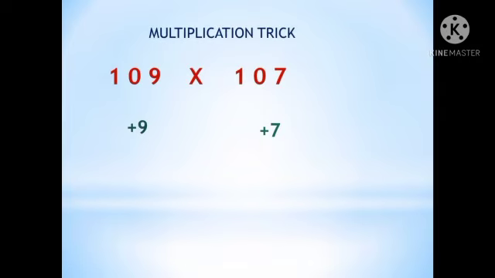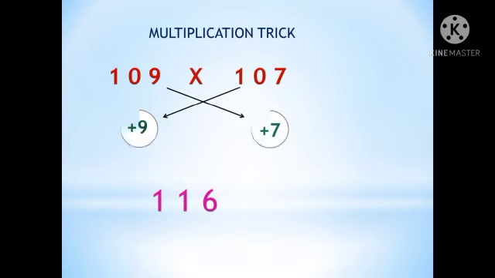Next, we are going to do cross addition. That is, we are going to add 7 with 109. So if we add, we will get 116. Let us take a note of that. Next, we are going to multiply 9 with 7. So we will get 63. So if we attach 63 to the 116, the final answer will be 11,663. So now let us see the type 3.